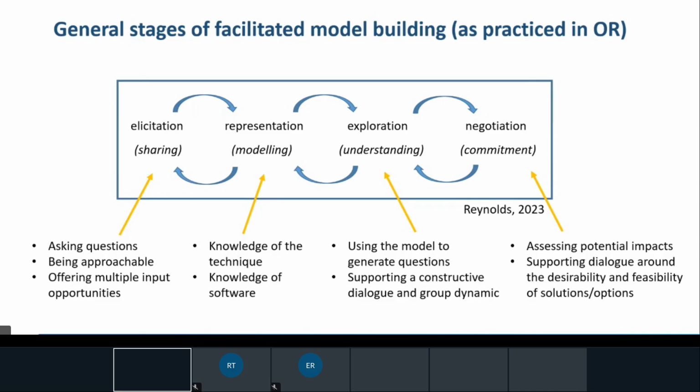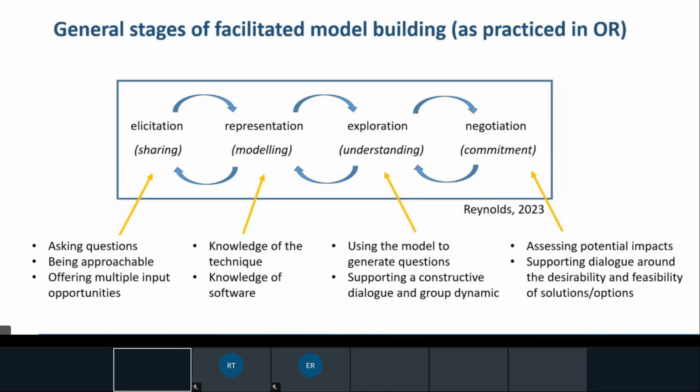You're then using those models to generate the questions. I've used that word, haven't I? Comparing what's coming up there. So you're exploring the models and the understandings that different people have of the situation that you're trying to represent. And you use that to support a constructive dialogue and group dynamic.